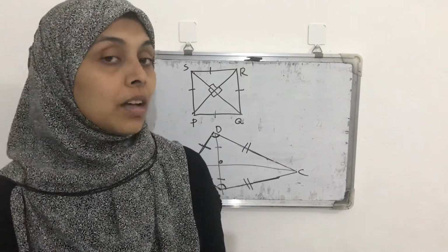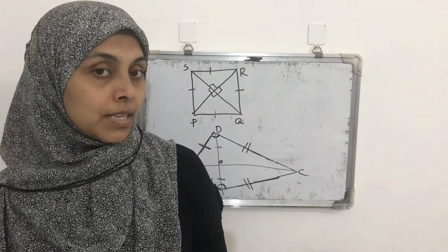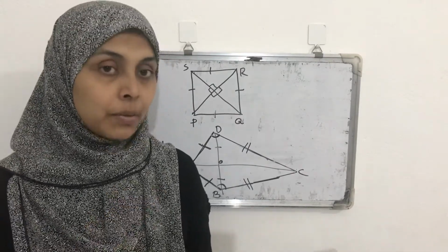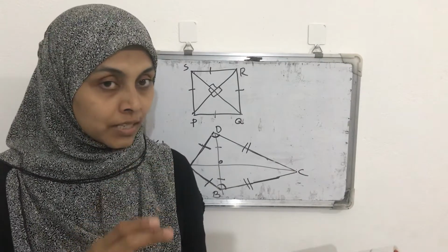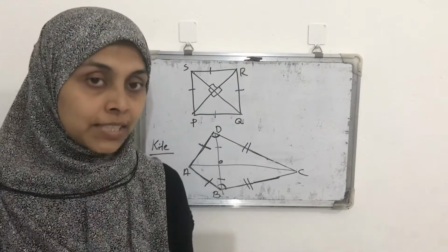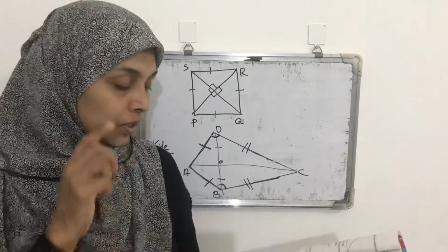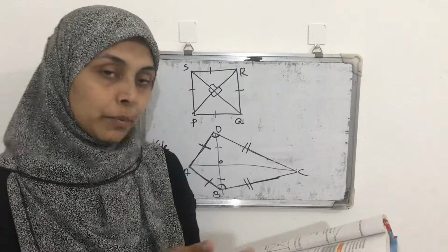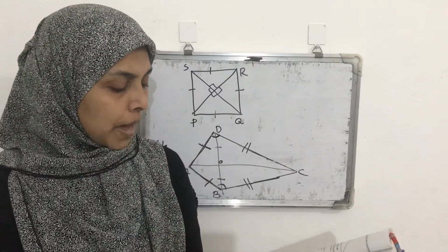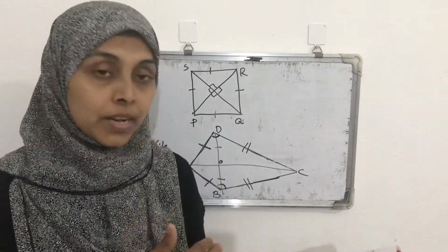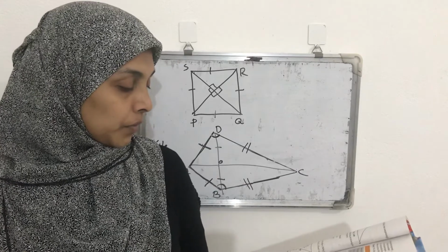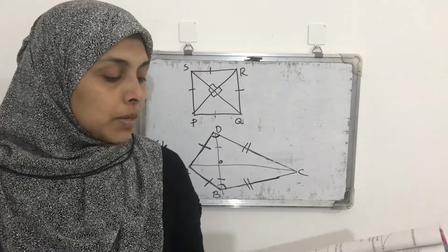Question C: all squares are rhombuses and also rectangles. Is a square a rhombus? What are the properties of a rhombus? All sides are equal, and the diagonals bisect each other at right angles. All these properties of a rhombus hold in the case of a square, and also those of a parallelogram. A square is a parallelogram also, so that statement is true. All squares are rhombuses and rectangles.